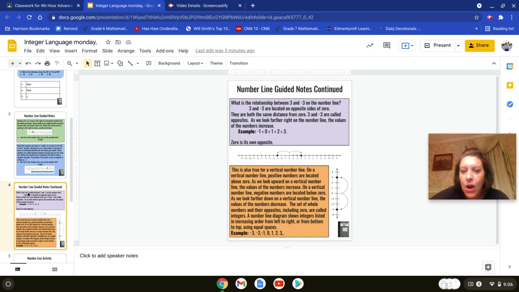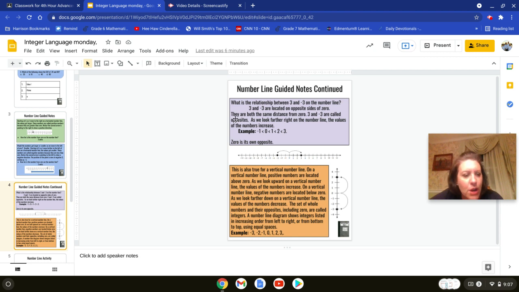So integers are including all these whole numbers, 0, 1, 2, 3, 4. It's all the counting numbers, including 0, but it's also the opposite of that. It's the -1, -2, -3, -4, and so on, in a negative direction.